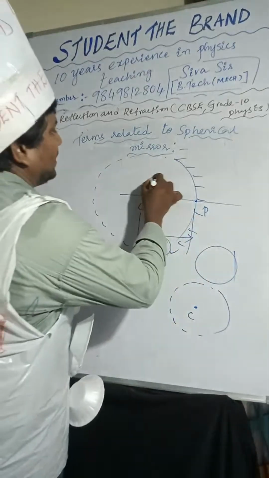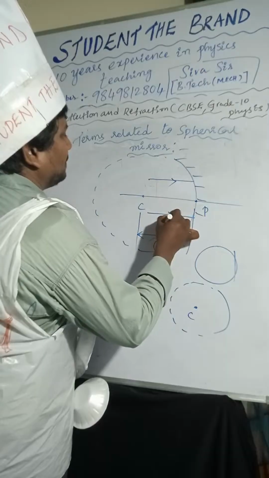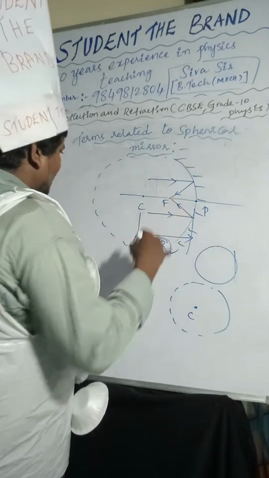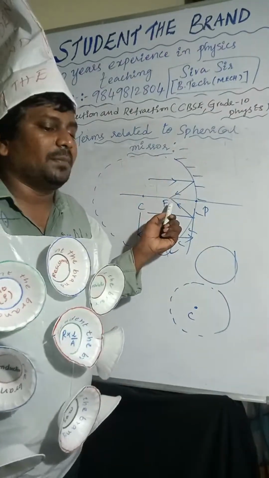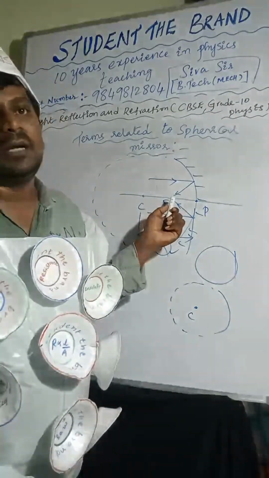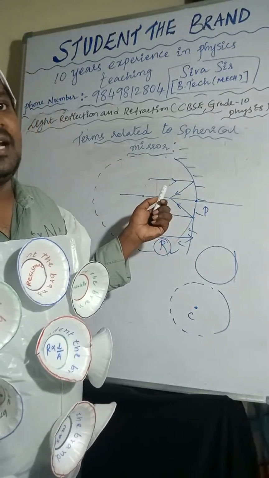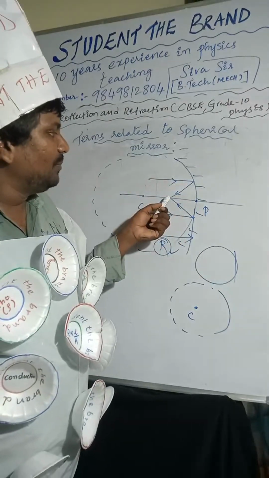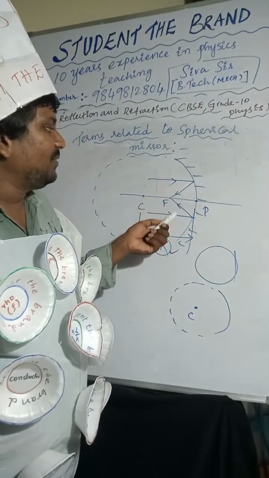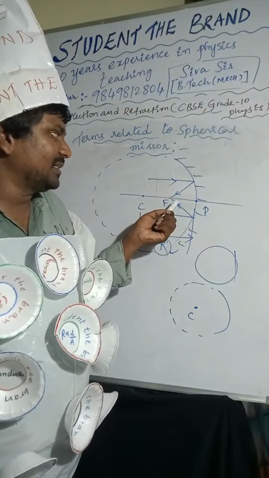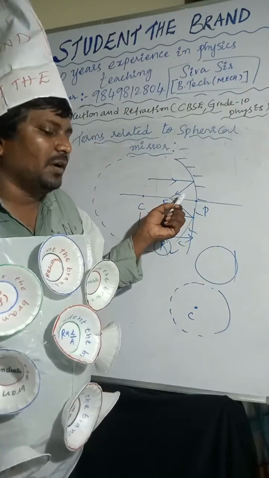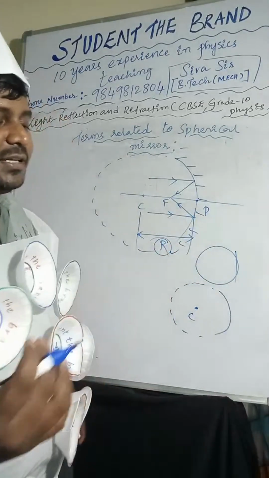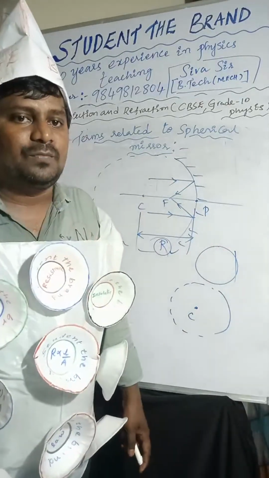After reflection, all light rays will meet at one point, so their image will form. That point is called the focus. After reflection, all light rays will meet at one point on the principal axis. That is called the focus, or normally the principal focus.